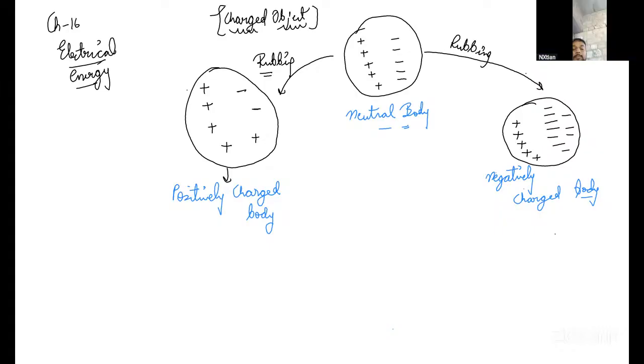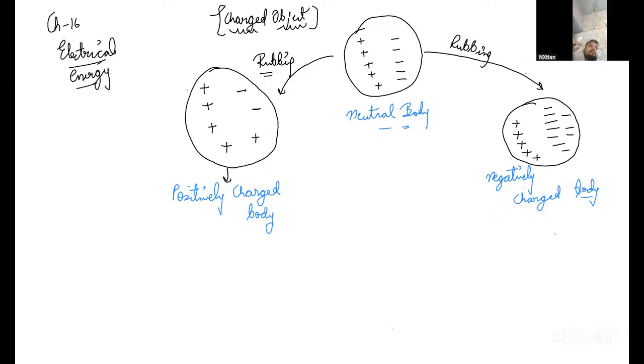Okay, second point. If in a body the number of electrons is less than the number of protons, then that charged body is called a positively charged body. Done, sir.